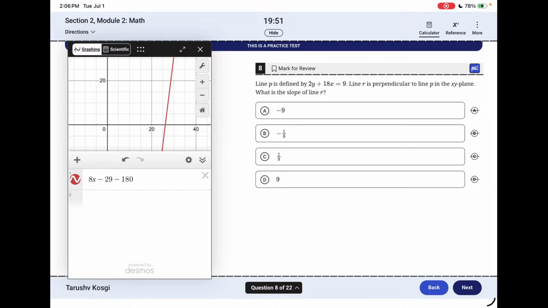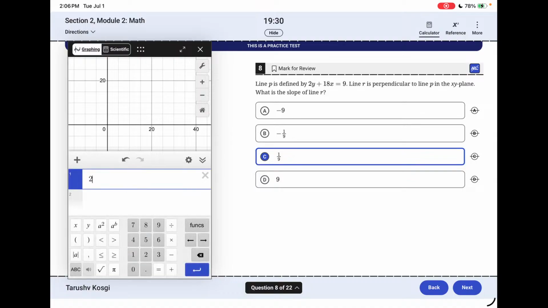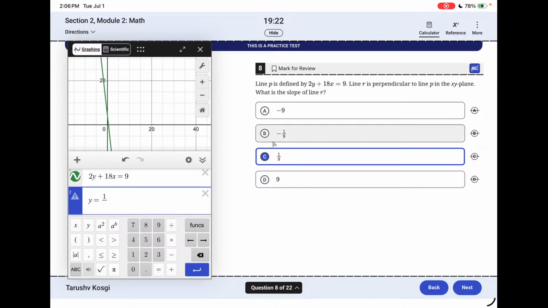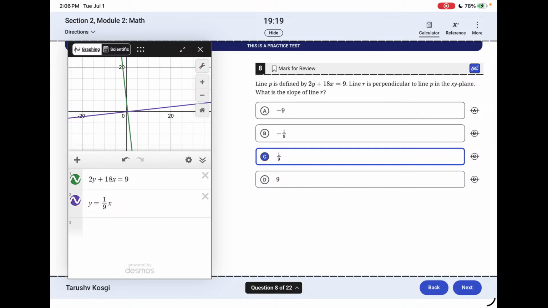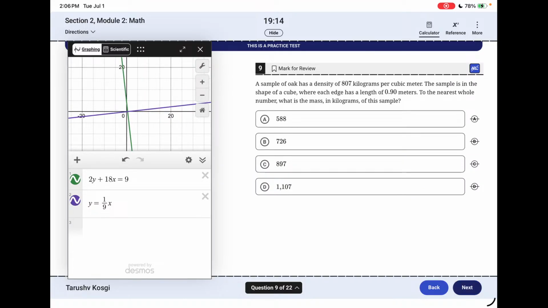So that would be 2y equals negative 18x plus 9. Then we divide both sides by 2, so that would be y equals negative 9x plus 9/2. So it would be 1/9. We can just check that real quick. 2y plus 18x equals 9. y equals 1/9 x. Those look pretty perpendicular to me. So let's move on.